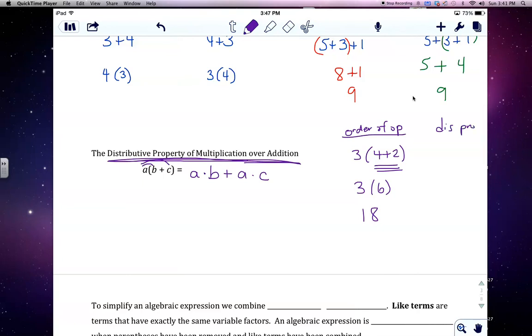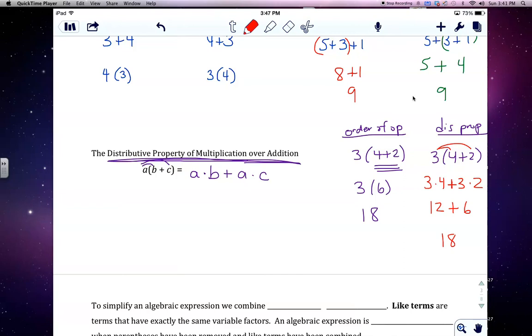Right? But let's say I do the distributive property. I'm going to abbreviate that because I'm running out of room. That's 3 times 4 plus 2. Well, the distributive property tells me I'm going to do the multiplication over addition. So I'm actually going to ignore the addition first. I'm going to do the multiplication first. So I get 3 times 4 plus 3 times 2. Well, 3 times 4 is 12, plus 3 times 2, which is 6. I do get 18. I get 18 in both cases.